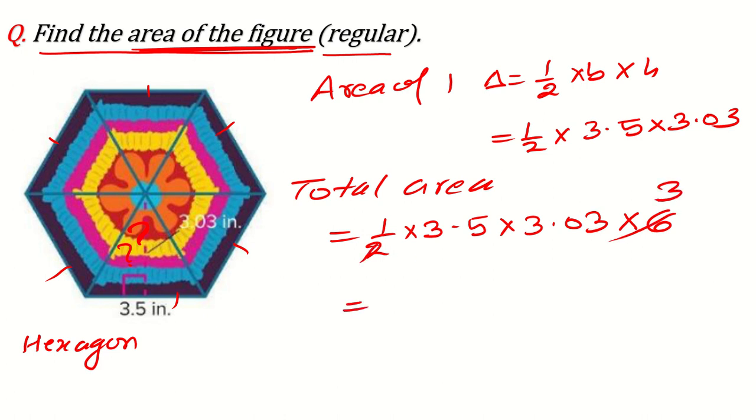Now just to save your time, I will do it with the calculator. Where is my calculator? I will do it quickly. This is 3.5 multiplied by 3.03 multiplied by 3. So it will be 31.815. This is the exact answer that I am getting in the calculator. But if they say round it up to the 10th place, then its answer will be 31.8. And if they say round it up to the 100th place, then its answer will be 31.82. So it is up to the question: whatever they are asking, you can write according to that.